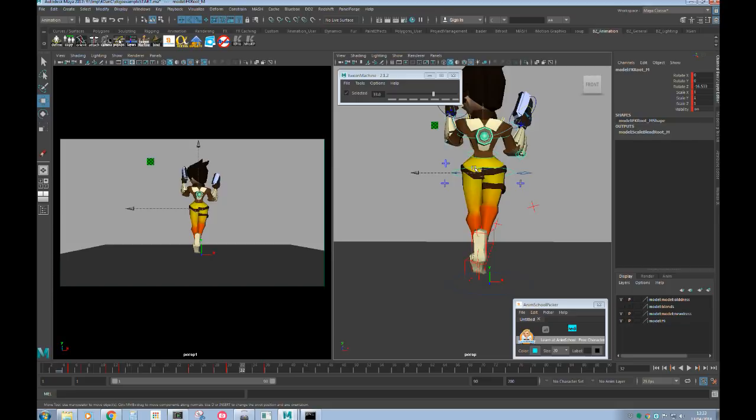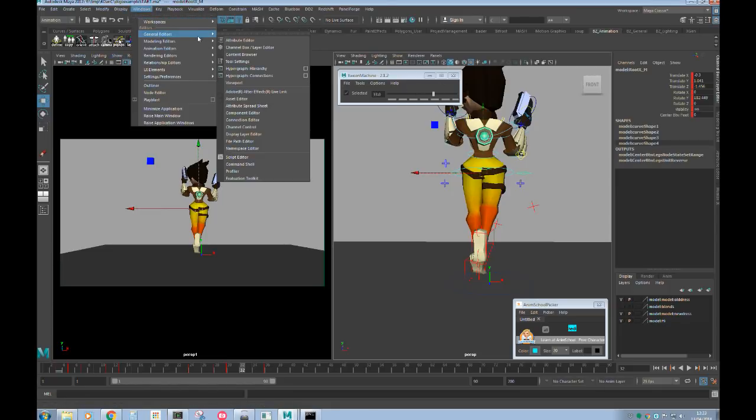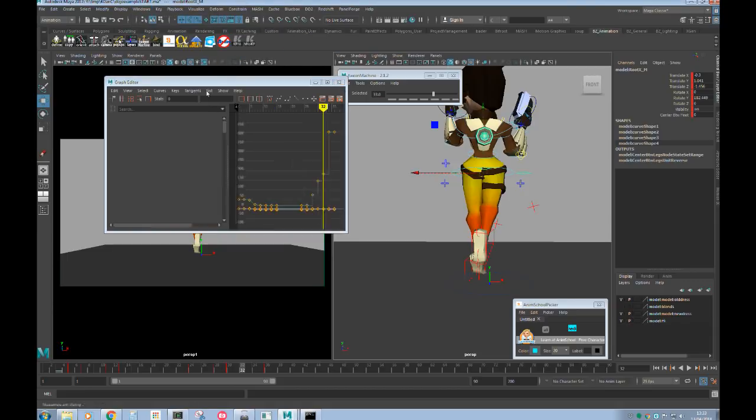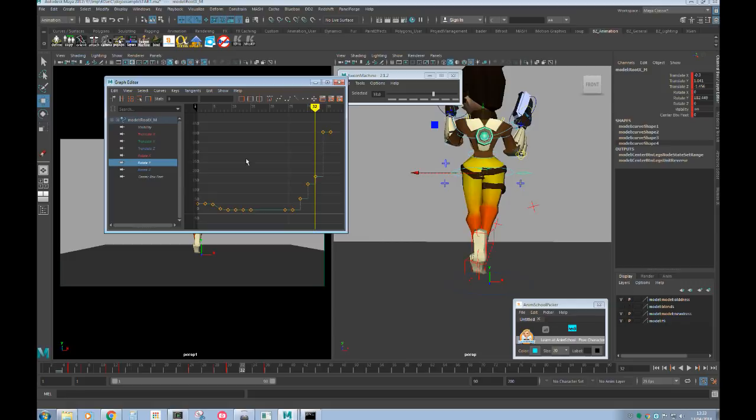a spin, or someone's just moving in a straight line at a constant speed, you want to be aware when using tween machine that you might create something with uneven spacing. So the easiest way to check that is just in the graph editor, I think. So this is rotate Y.